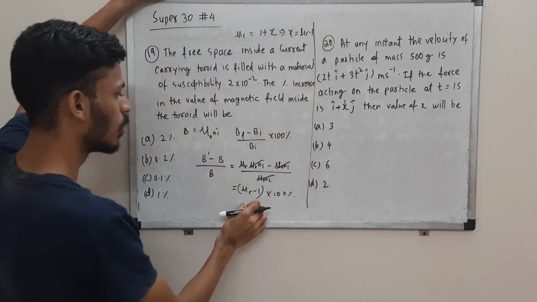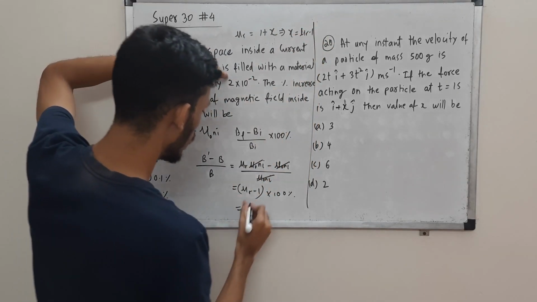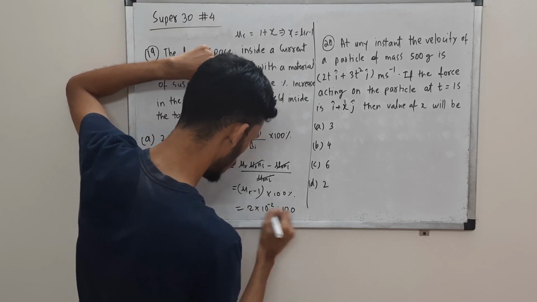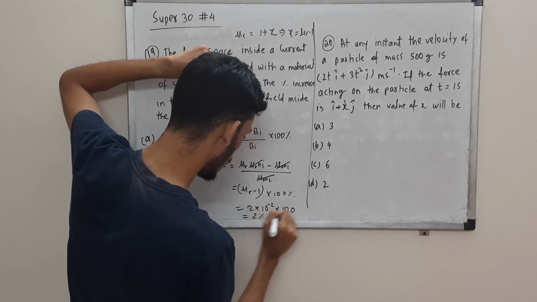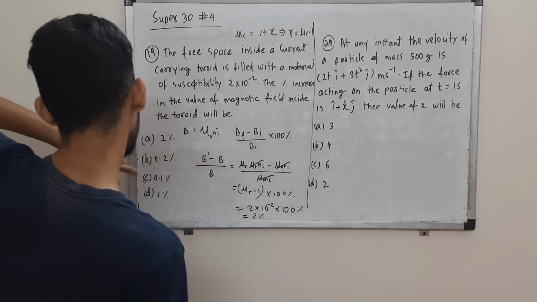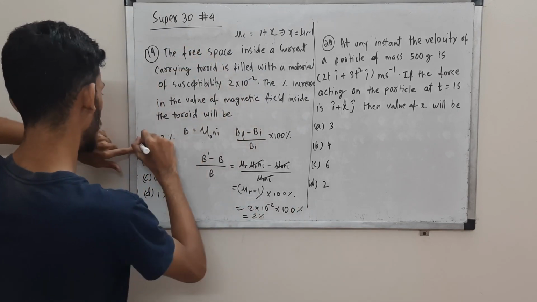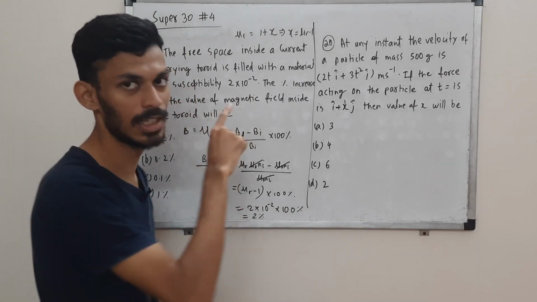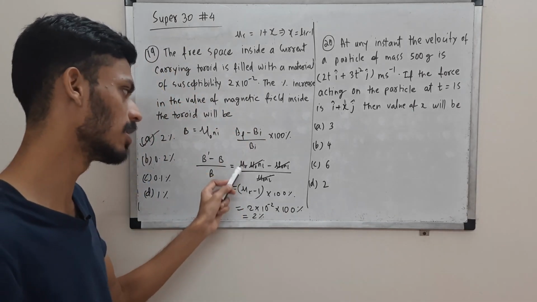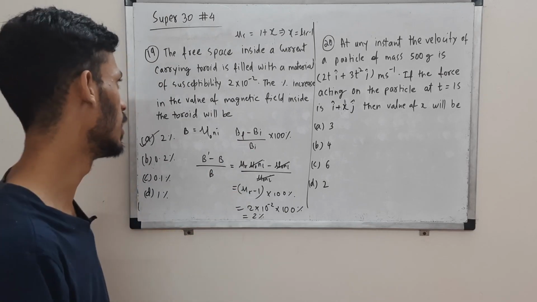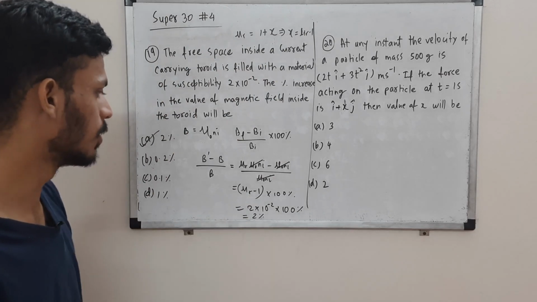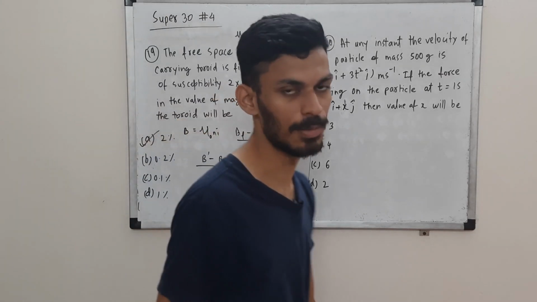Okay, so basically this mu r minus 1 is 2 into 10 to the power minus 2. Okay, and that into 100, which is 10 to the power 2. So this is basically 2%, right? So the percentage change will be 2%, option A. Take care that the value given over here is susceptibility, which is not mu r. Mu r is relative permeability. There is a relation between permeability and susceptibility, and using that you are supposed to tell the percentage change.